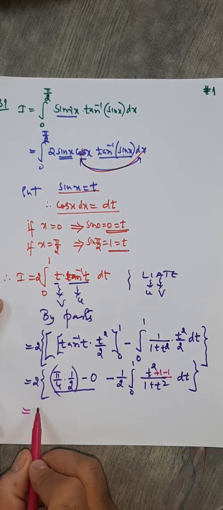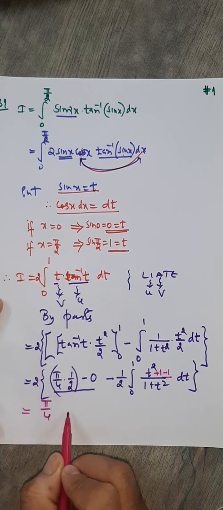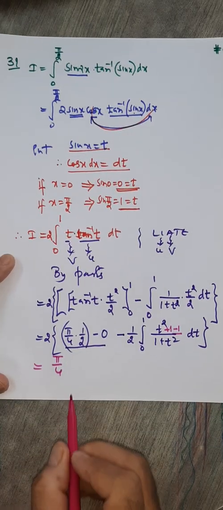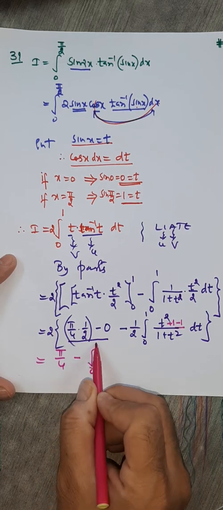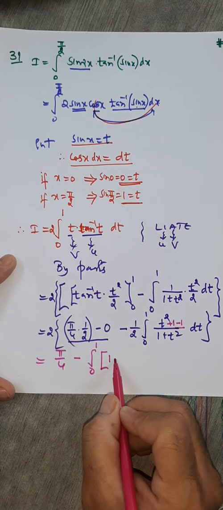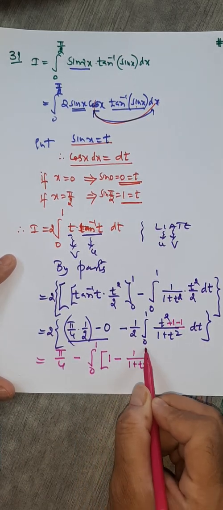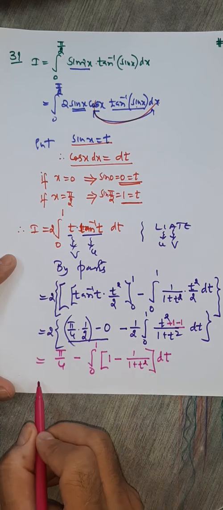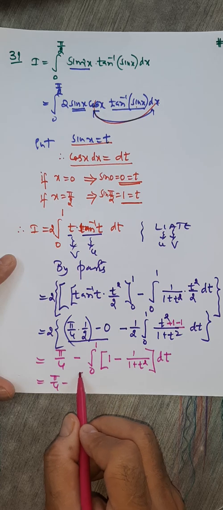I'll take 2 inside now. So 2 will get cancelled. This is just pi by 4. Minus, this 2 will get cancelled. Integral 0 to 1. Do individual division. This upon this is just 1 and this is 1 upon 1 plus t square dt. Now integrate it. Both can be integrated. It can be done very easily here.